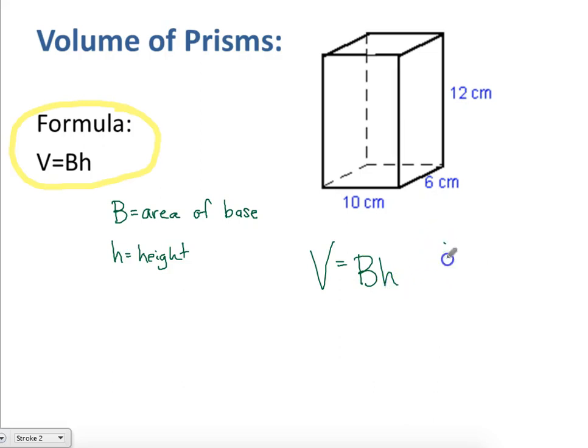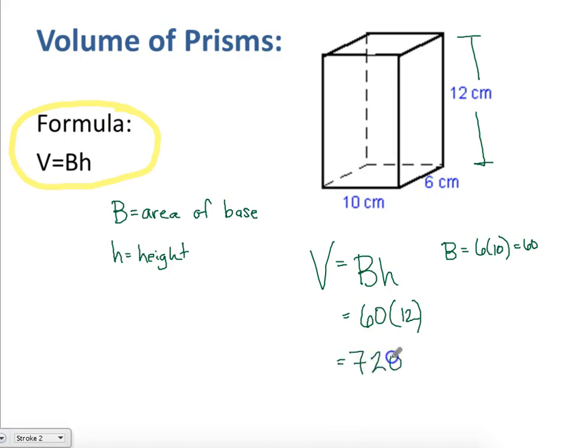So let's go ahead and find the capital B. So the area of our base, we've already done that. Let's do it again. So capital B is, we'll substitute in 60. And then the height of my prism is 12. So now we're just simply multiplying 60 times 12, and we get 720.